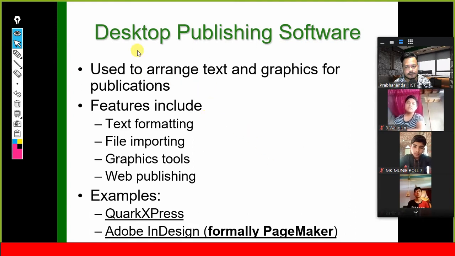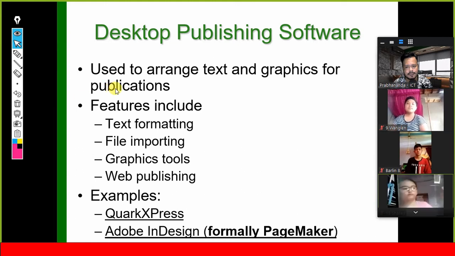DTP software, that means desktop publishing software, is used to arrange text and graphics for publication. Features include text formatting, file importing, graphic tools, web publishing. Examples: QuarkXPress, Adobe InDesign, formerly known as PageMaker. And Microsoft Word is also used.